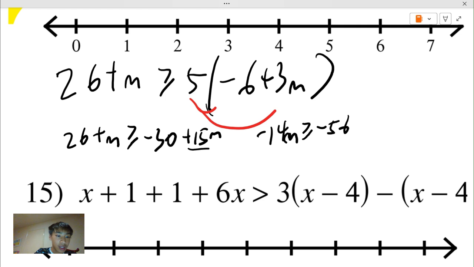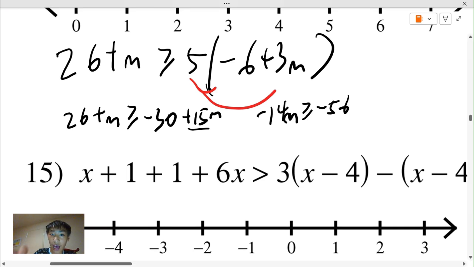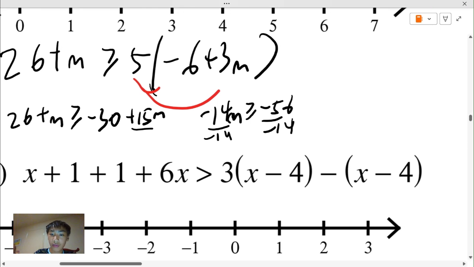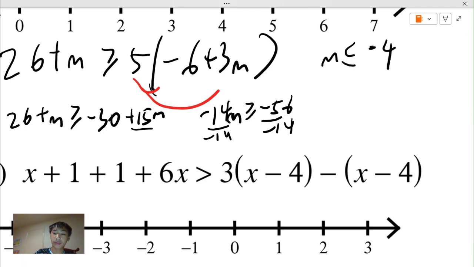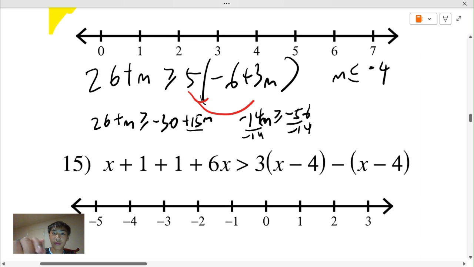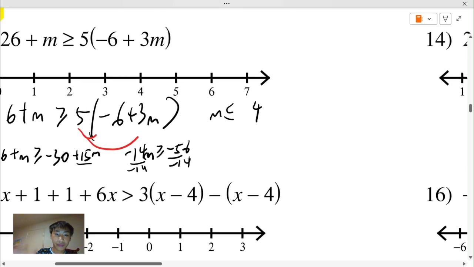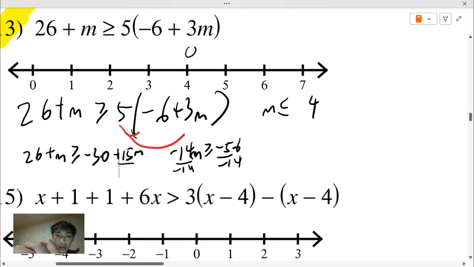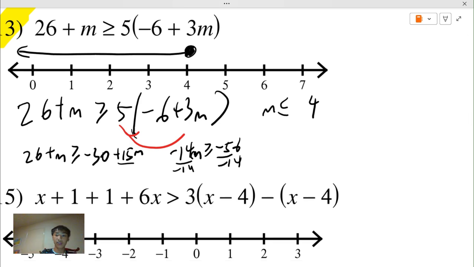All right, minus 26, minus 56, minus 20, and you're going to divide by negative 14 from both sides, which gives us 4. So m, and then we're going to flip the sign, of course. It's less than negative 4. Sorry, malfunction. This less than. That's how you do it.